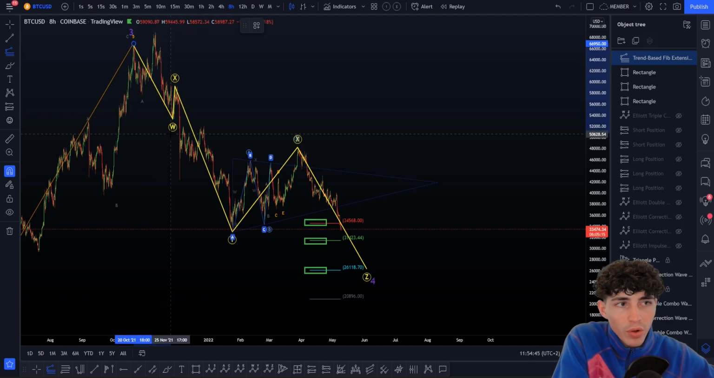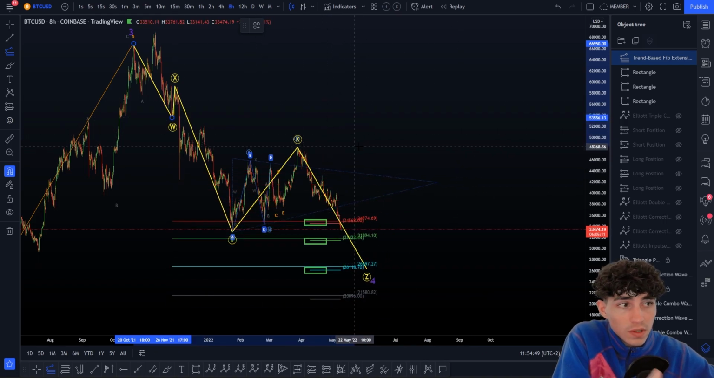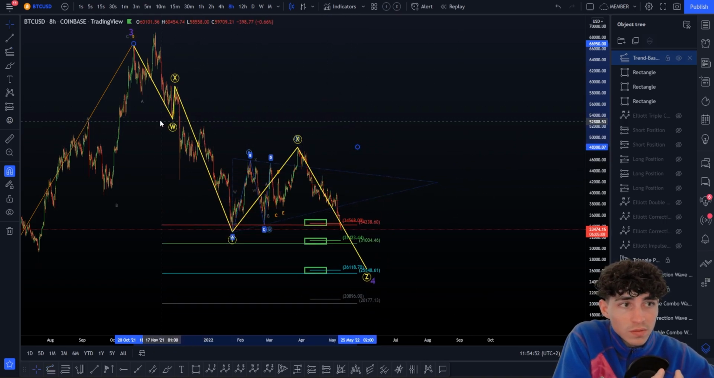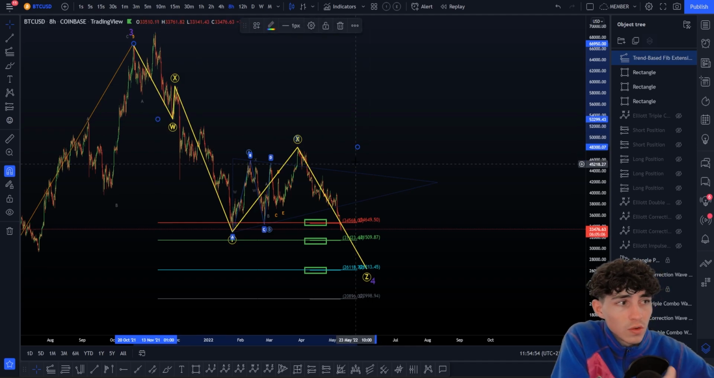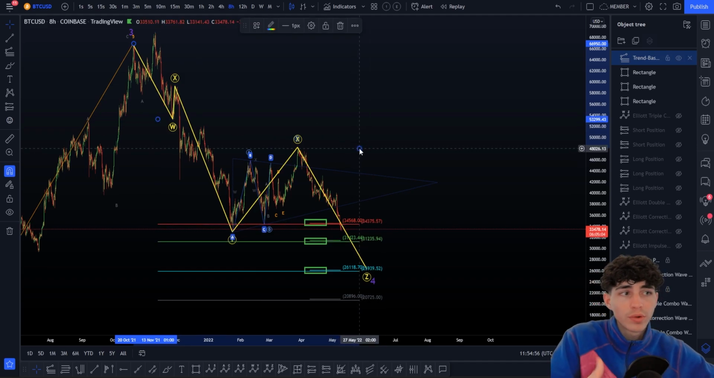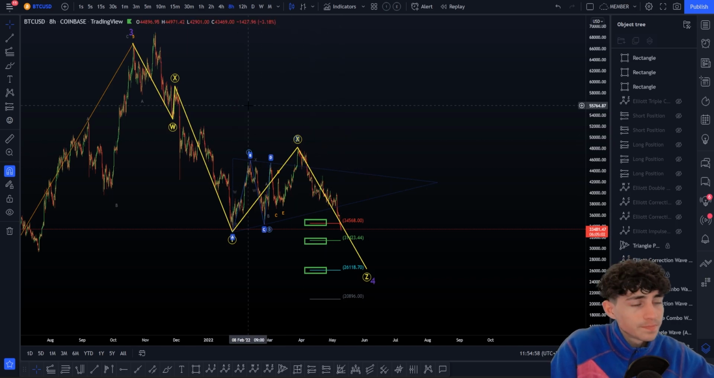Then on the W bottom here. Okay, once you have done this, your third click goes on the second X retracement. Okay, you're going to find then your Z wave targets. This is how you place your extension tool to find everything.